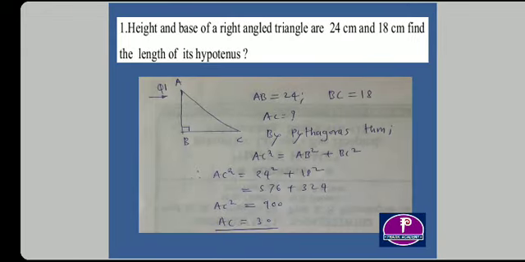Then one more question. Height and base of right angle triangle are 24 centimeter and 18 centimeter. Find length of its hypotenuse. So this is simple Pythagoras theorem application. We get AC as 30.